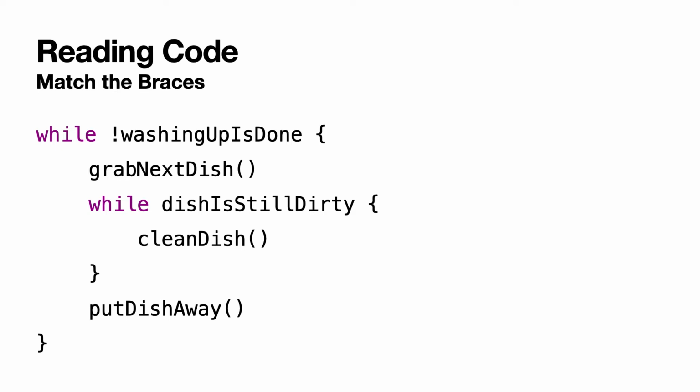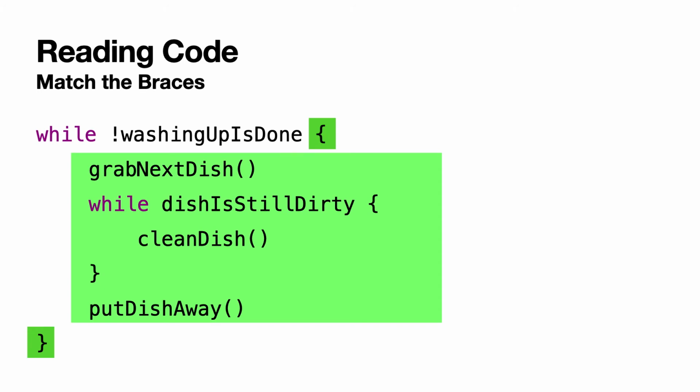We look at the code within the first set of braces first. This is the enclosing set of braces. This green code here is the code that's going to get run inside of our loop when the washing up isn't done.